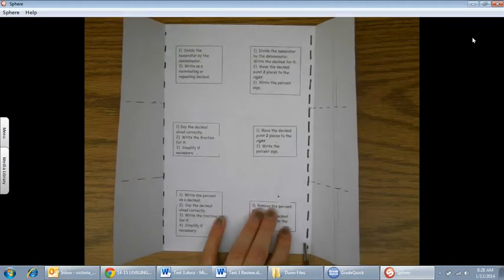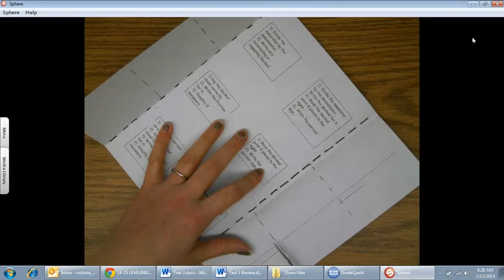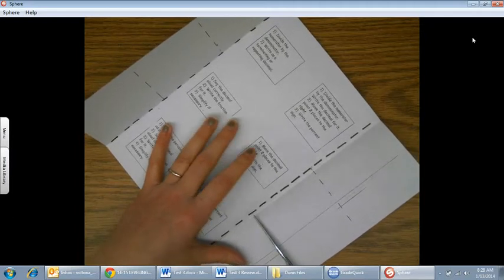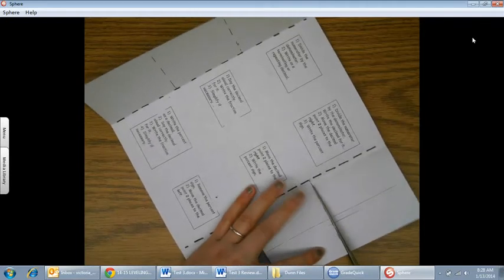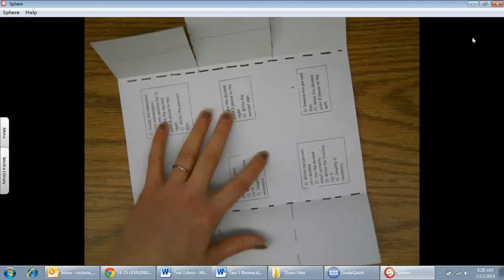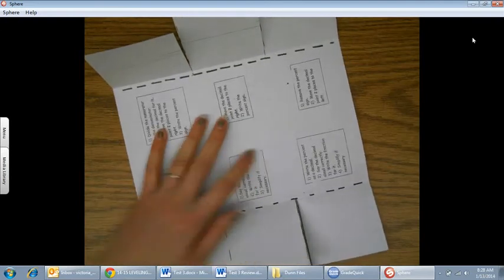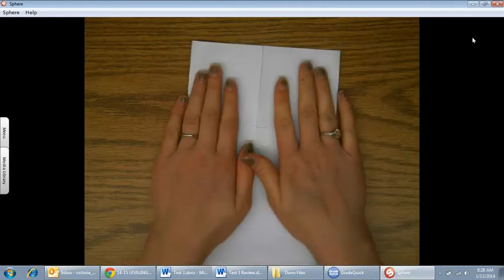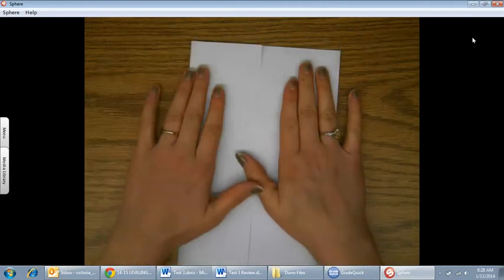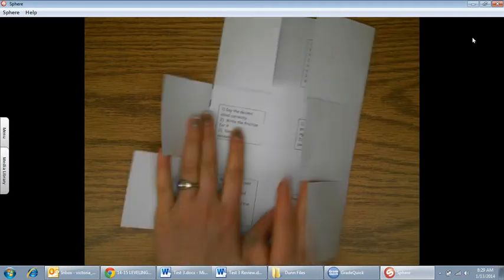Once you have folded it, I want you to take a pair of scissors and don't cut on the big dotted lines, but cut on these little tiny small lines until you get to the big line. So that way it should look like this, and you can pull one back at a time. Make sure that the inside of your writing side is face up.